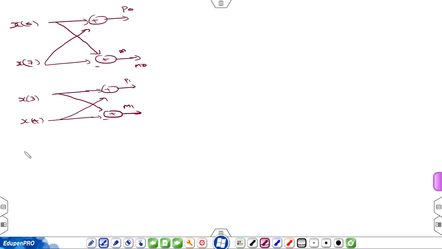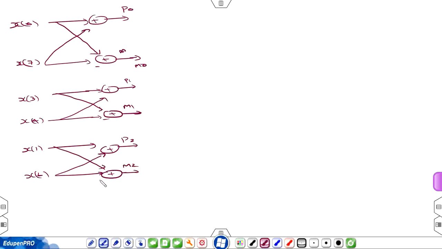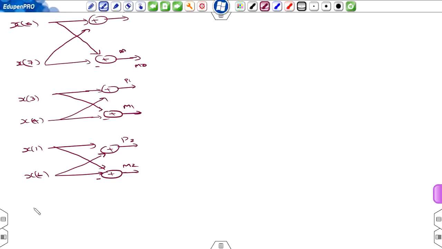Then p2 and m2 in the same manner, using x1 and x6, so this is p2 and this is m2, this will be minus, and finally p3 and m3 using x2 and x5, x2 plus x5 gives p3 and x2 minus x5 gives m3. So this is a kind of a butterfly architecture.